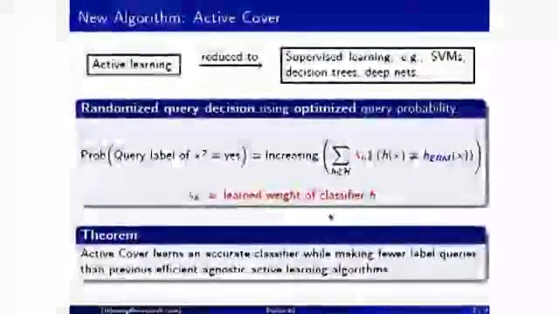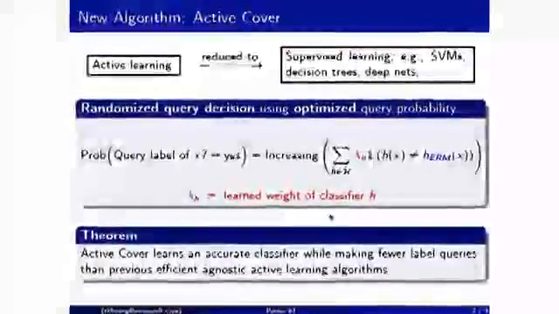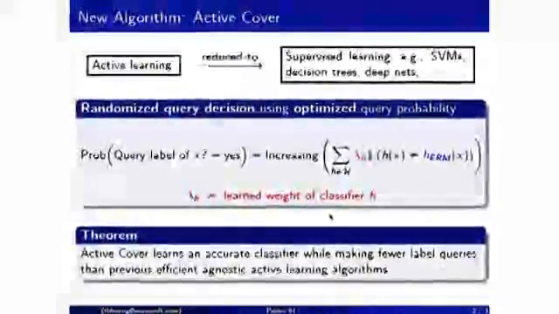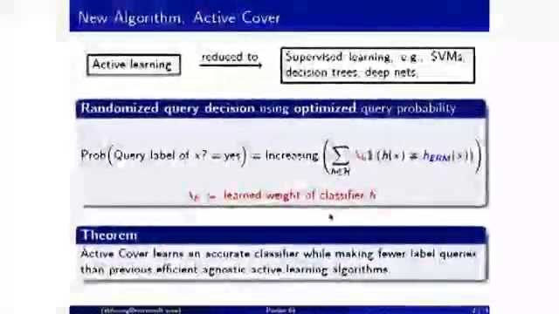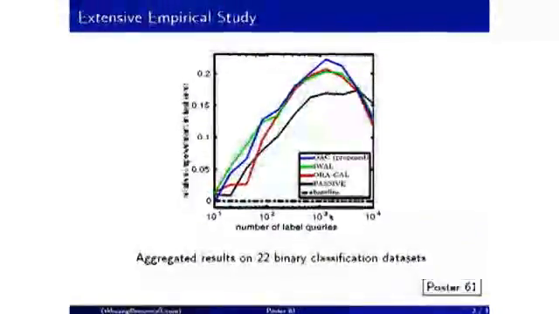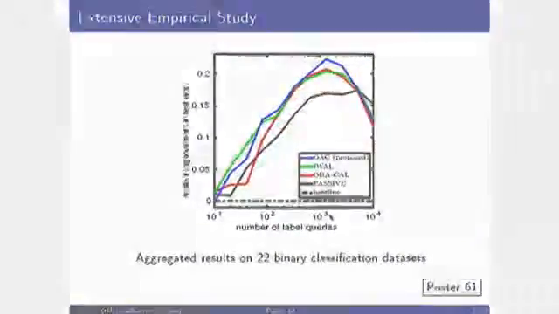We showed that this new algorithm provably learns an accurate classifier while making fewer label queries than all previous efficient agnostic active learning algorithms. We performed an extensive empirical study on 22 classification datasets. For more details, please come to our poster number 61. Thanks.